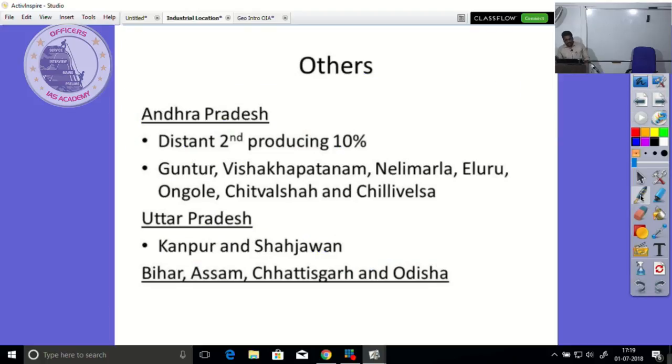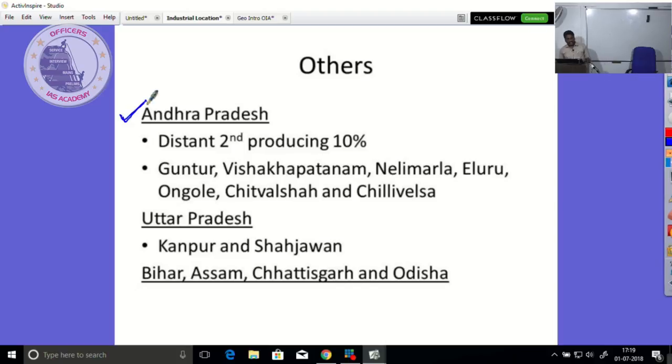Now, apart from West Bengal, the other place where we have production of jute and jute textile industries, a distant second, is the state of Andhra Pradesh. Andhra Pradesh is the second largest producer and manufacturer of jute textiles. But just to tell you, only about 10% of the entire production is contributed by Andhra Pradesh. Some of the places in Andhra Pradesh known for jute cultivation are Guntur, Visakhapatnam, Nellimarla, Eluru, Ongole, etc.